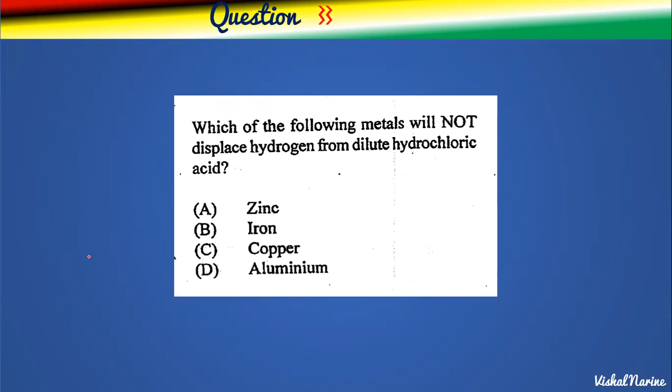Question 33. Which of the following metals will not displace hydrogen from dilute hydrochloric acid? For that to happen, it is basically referring to a metal that is below hydrogen in the reactivity series. And that is going to be copper, which is below hydrogen.